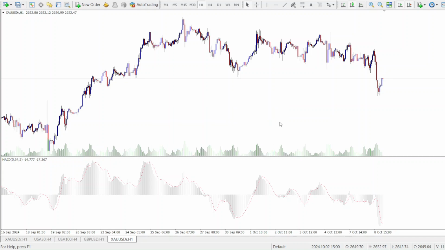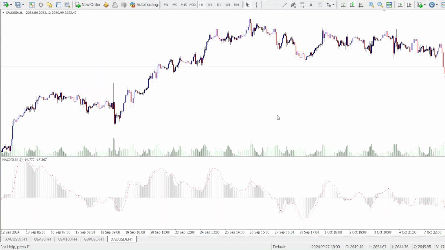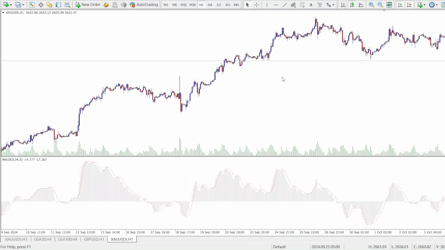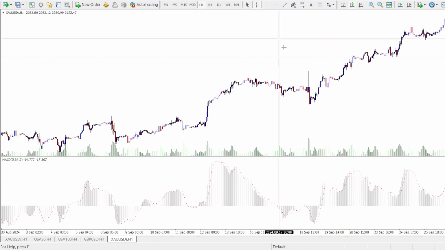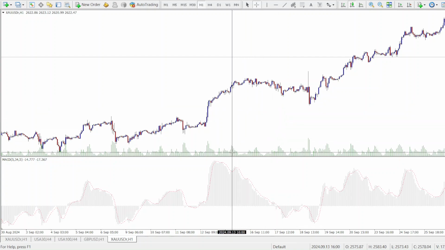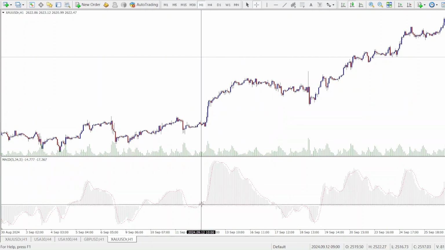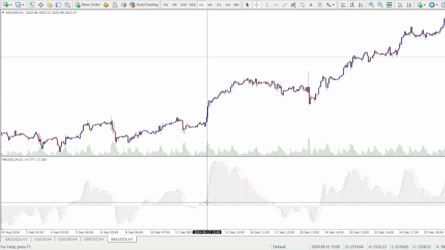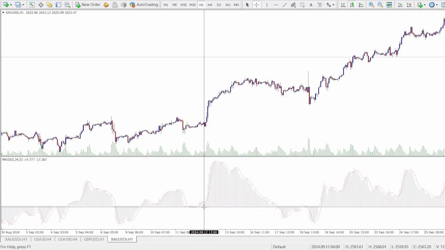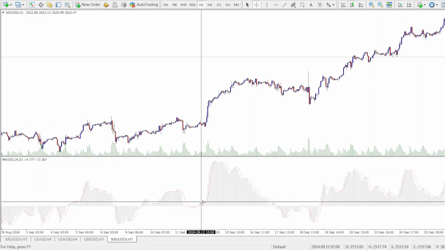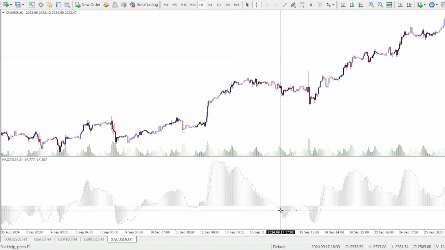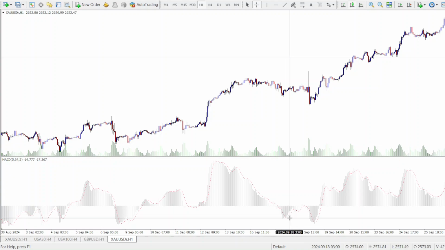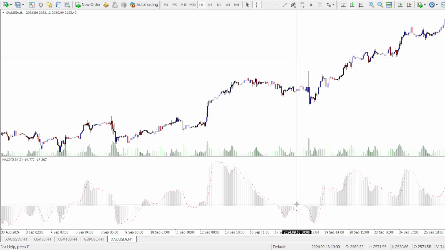Now, how do you identify trend reversals? First of all, you might want to look for crossovers. Crossovers are a major way to identify reversals. You look for the MACD line crossing above the signal line, crossing above this zero line, okay, for buy signals, and below the zero line for sell signals. Now, this indicates a potential trend reversal.